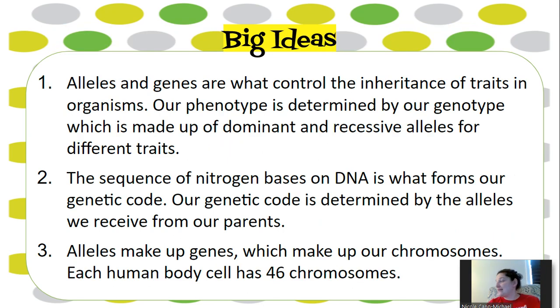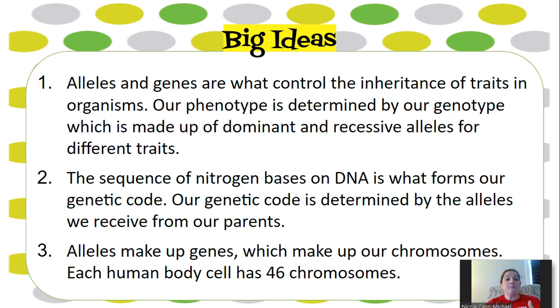All right, so what are our big ideas here? Big ideas are simple. First of all, alleles and genes are what control your inheritance of traits in organisms. Our phenotype is determined by our genotype. In other words, what we see on the outside expressed is determined by the genes that we actually inherited from mom and dad. Genotypes can be made up of dominant and or recessive alleles for different traits. Again, if it is dominant, that is what we're going to see expressed. The only time we see a recessive gene expressed is if you are homozygous recessive. In other words, if your genotype only has two recessive genes, a recessive from mom and a recessive from dad.